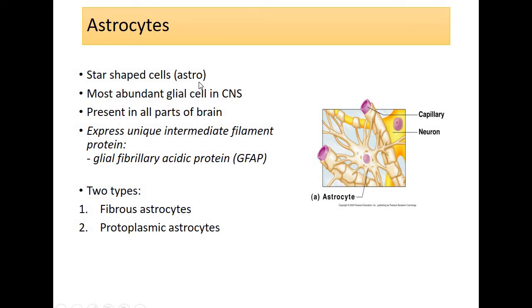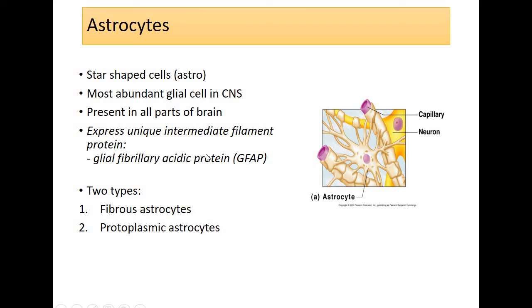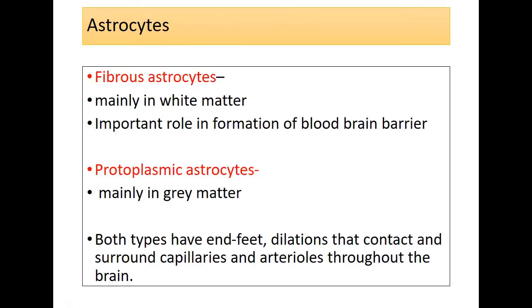Astrocytes are star-shaped. Astro means star-shaped. They are the most abundant glial cells. They are present in all parts of the brain, and they have a unique intermediate filament protein which is called glial fibrillary acidic protein. They are of two types: fibrous and protoplasmic astrocytes. The fibrous astrocytes are found mainly in the white matter, and they have an important role in the formation of the blood-brain barrier, while the protoplasmic astrocytes are found in the gray matter.